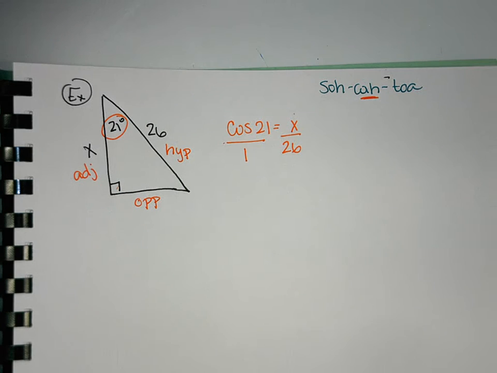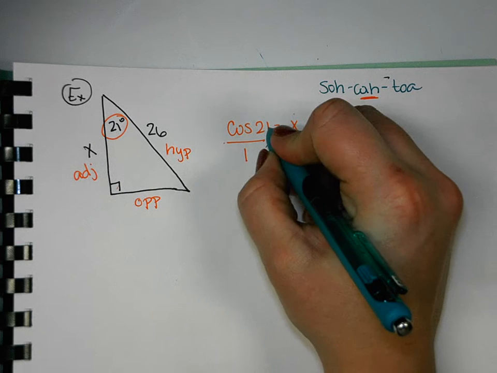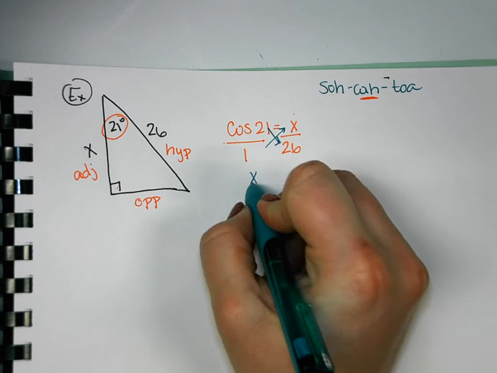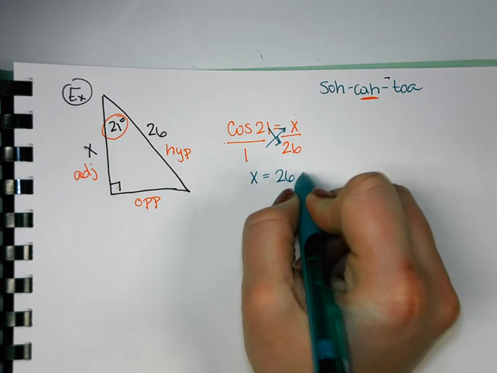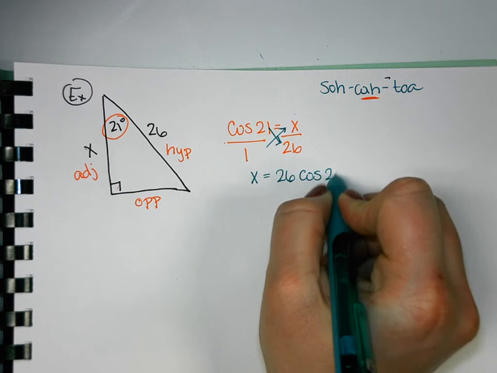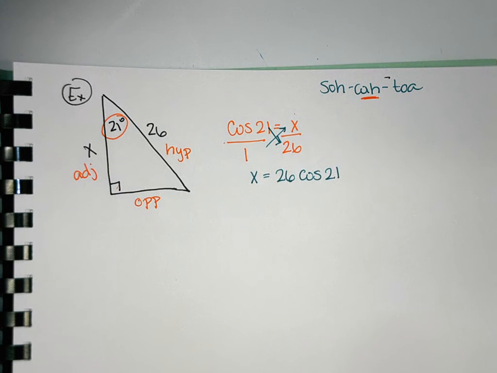What's the O stand for? Like, T-O? Opposite. Cross multiply. And we get x is equal to 26 cosine 21. Type it in and let's see if we all get the same answer. Let's make sure we know how to use our calculators.